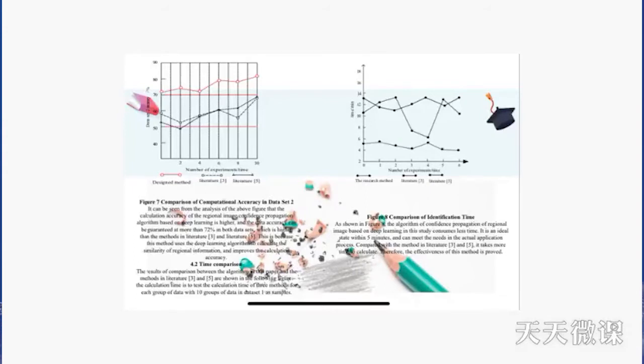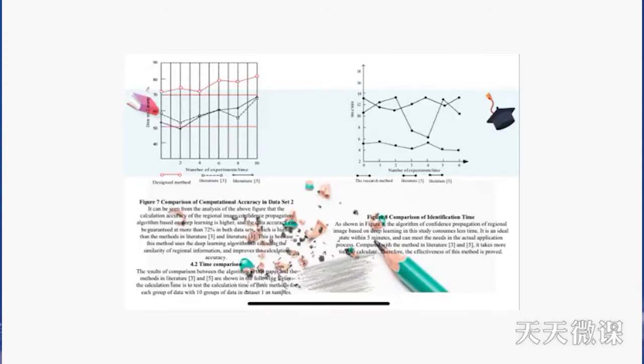It can be seen from the analysis of the above figure that the calculation accuracy of the regional image confidence propagation algorithm based on deep learning is higher, and the data accuracy can be guaranteed at more than 72% in both data sets, which is higher than the methods in literature 3 and literature 5. This is because this method uses the deep learning algorithm to calculate the similarity of regional information and improves the calculation accuracy.